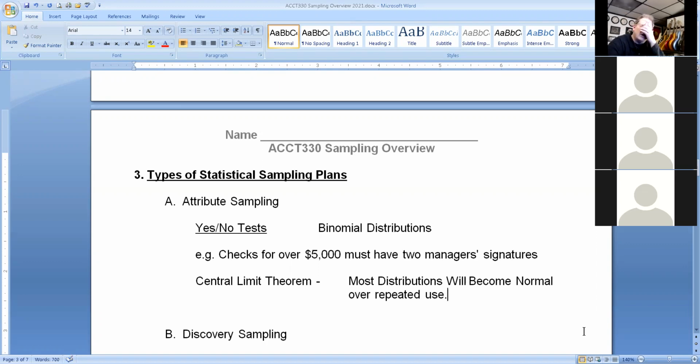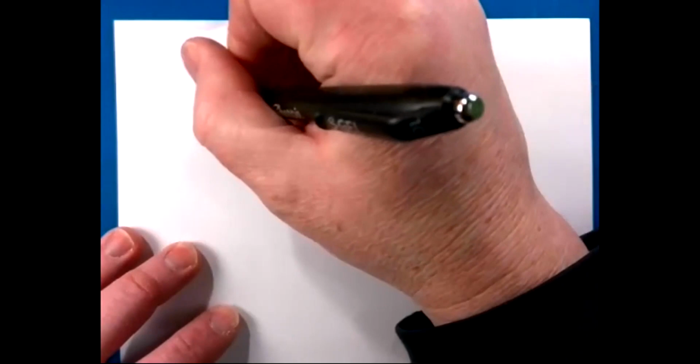Most distributions would become normal over repeated use. And that is that no matter what the distribution is, I'll do it on the overhead here. So let me take a binomial.